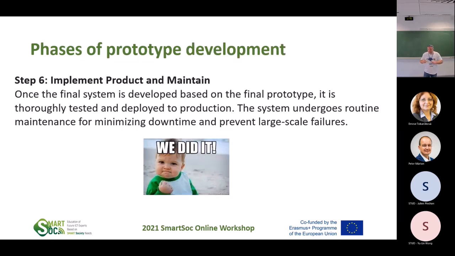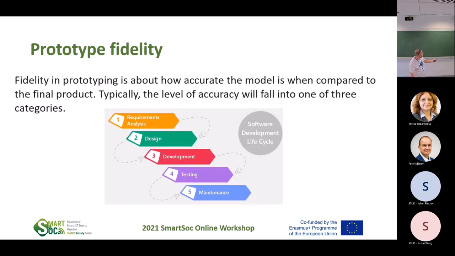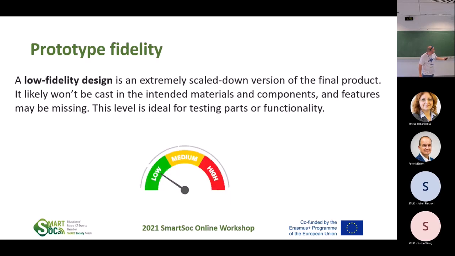So here I described these 5 or 6 steps. It's like what you do in your life. If you do something, you see, could it be like this? Oh no, okay, I make it. Prototype fidelity: how accurate the model is when compared to the final product. This is just what fidelity means. These are these 5 steps: requirement analysis, coming to design, development, testing, maintenance, the software development life cycle.